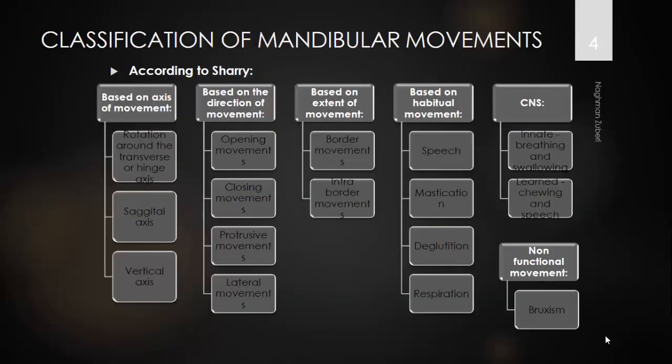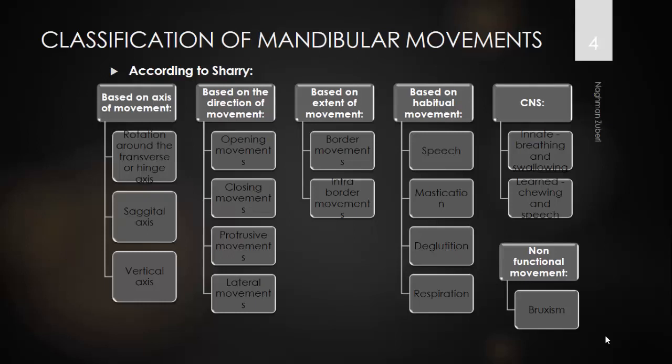According to Sherry, the classification of mandibular movements is as under. Based on the axis of movement: rotation around the transverse or hinge axis, sagittal axis and vertical axis. Then based on the direction of movement: opening movements, closing movements, protrusive movements and lateral movements. Then based on the extent of movement: the border movements and intra-border movements. And based on habitual movements like speech, mastication, deglutition and respiration.